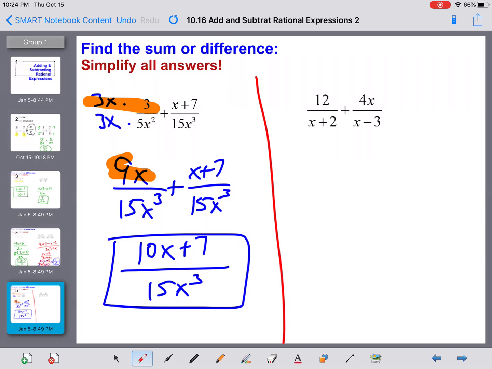So we have 12 over x plus 2 plus 4x over x minus 3. And so we want to find a common denominator. So between x plus 2, that is one whole factor. We can't do any factoring with that. We have x minus 3.